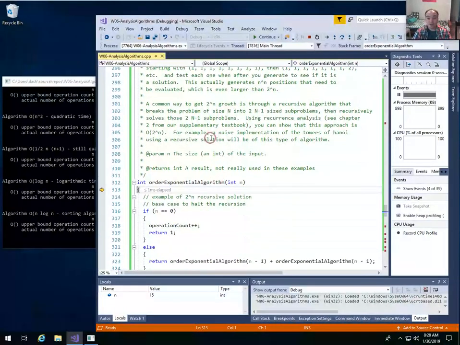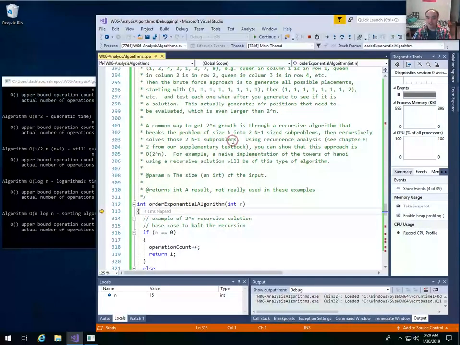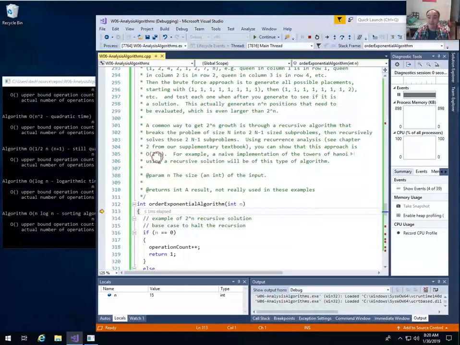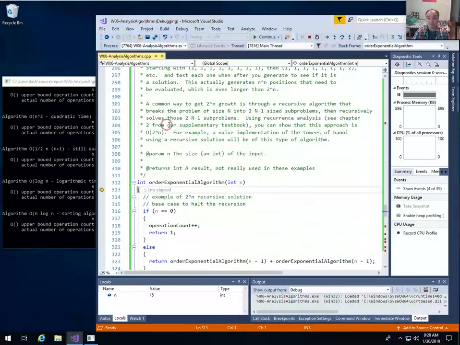So another common one is if you implement recursion, where you solve the big problem by breaking it into 2 smaller n-1 size problems and then recursively solve those. So a naive implementation of the Towers of Hanoi that uses recursion does that. That's also 2 to the n. That's an actual 2 to the n instead of n raised to the n. But that's also another common pattern where you get exponential growth rate. So recursion, where you're solving 2 n-1 subproblems recursively.